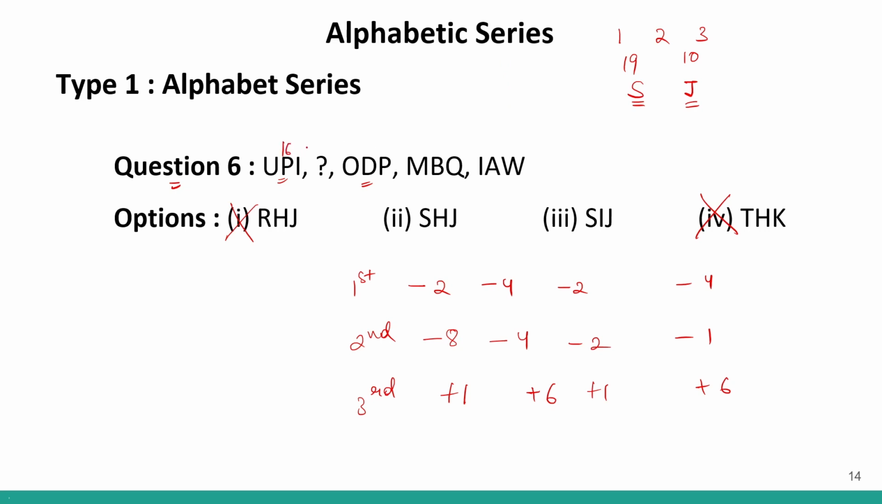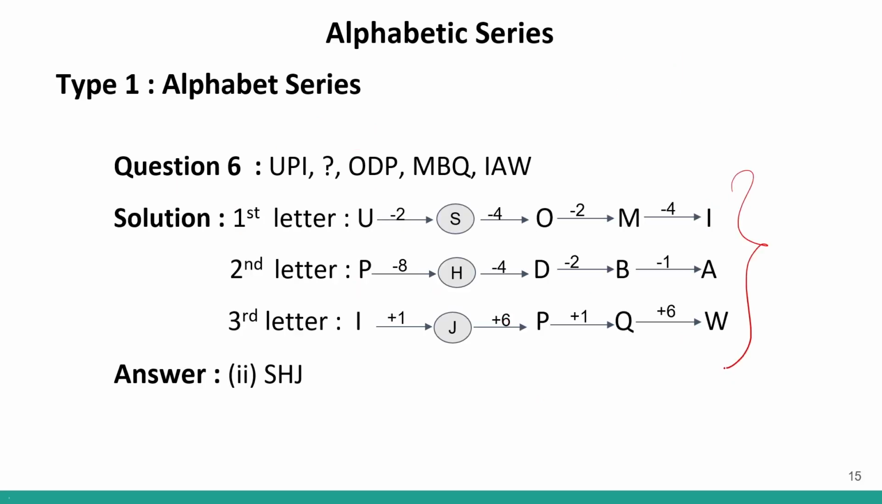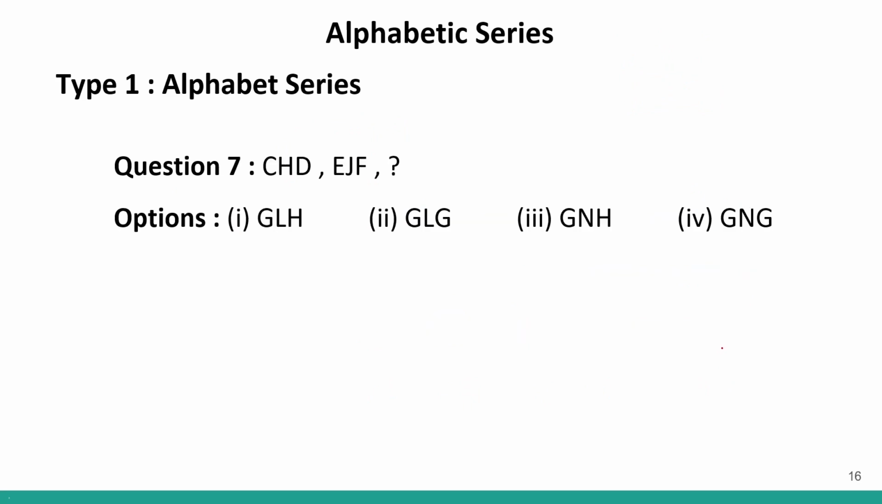P is how much? 16. I will go -8. So -8 will get me 8th position, right? D is 4 and then -4 will get me D. So at 8th position we have H. So my missing elements will be S, H, J, which is given in option number 2. Therefore, option number 2 will be the correct answer to this question. Clear? This was a slightly tricky question. This is the pattern that is being followed.